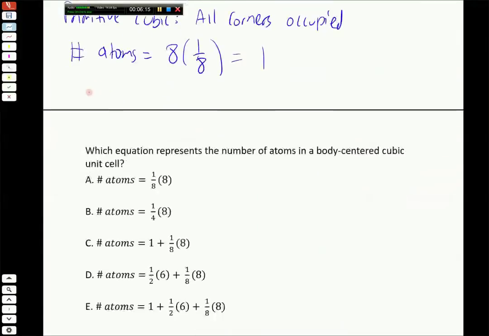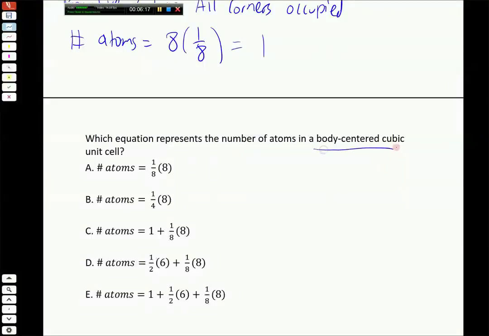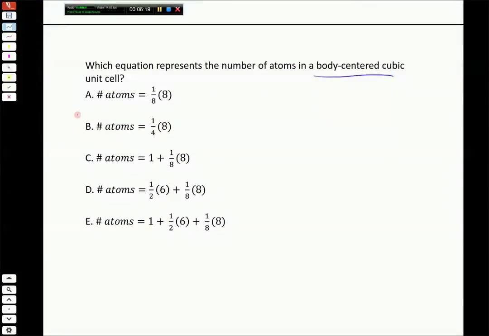The next one is body-centered cubic, which has the same counting rules: 1/8 for corner, 1/4 for edges, 1/2 for faces, 1 for the center. But in this case, we have a different type of unit cell. In a primitive cubic, we had just the corners occupied, as we saw before. In a body-centered cubic, we also have 1 right in the middle.